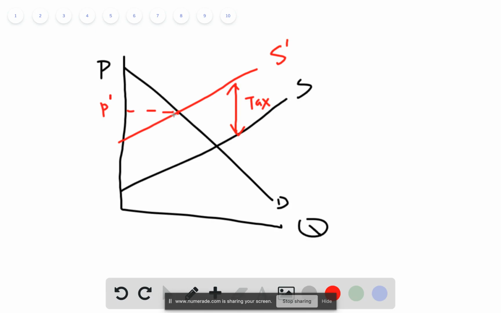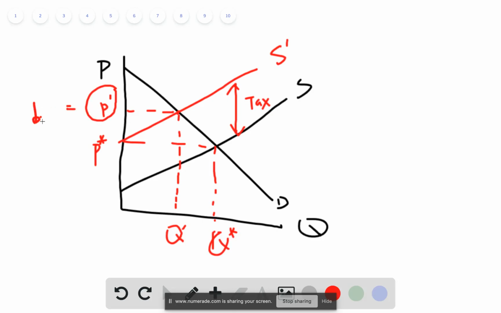This is P prime, and this is Q prime, and the original equilibrium is this Q star and P star. Okay, so basically you can see that with the tax applied to the seller, the buyer needs to pay a higher price. This is what the buyer pays, and the seller can only accept this amount. The sellers get the price at this amount. Okay, and the difference will be the tax that is collected by the government.